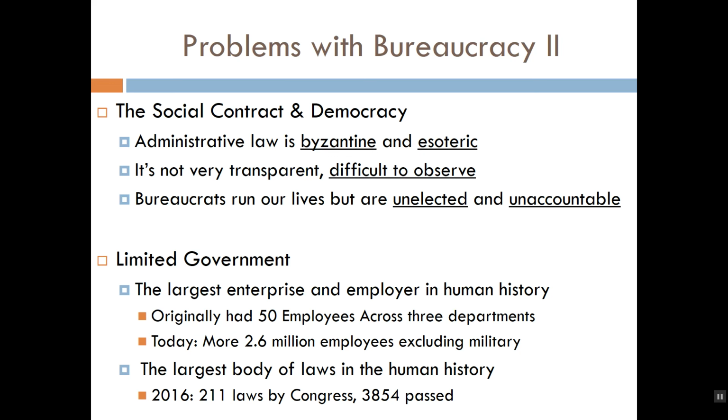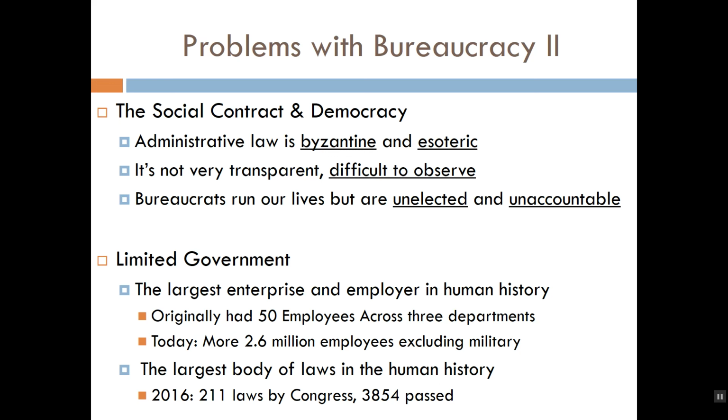And since we don't know which agencies are responsible for which regulations, we can't hold them accountable when they create regulations which are detrimental to our country's well-being or which are corrupt and designed not to benefit the general public, not to create government for the people, but to benefit a handful of special interests.